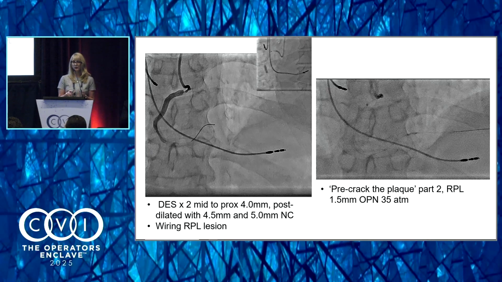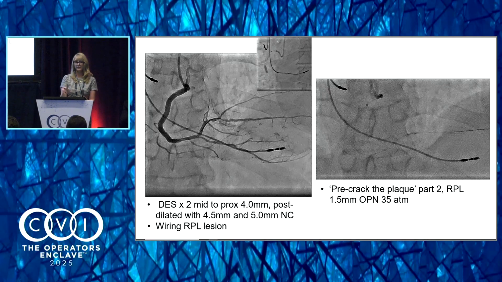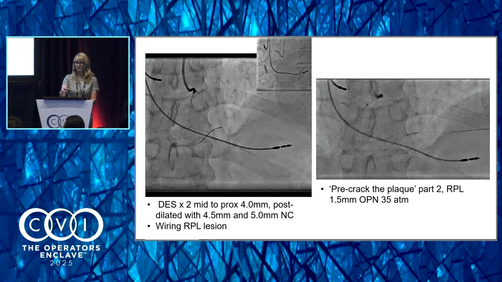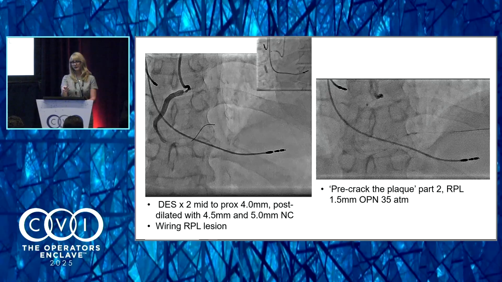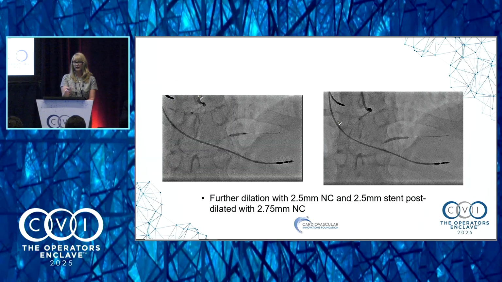Now I was at the point where I was going to do a pre-crack technique on the 2 distal lesions, in this instance without imaging guidance, just given the small vessel and distal nature of the lesions. I took a 1.5 OPN down to the posterolateral branch first and inflated it to 35 atmospheres. I further dilated with 2.5 NCs, placed a 2.5 stent, and post-dilated with a 2.75 NC.